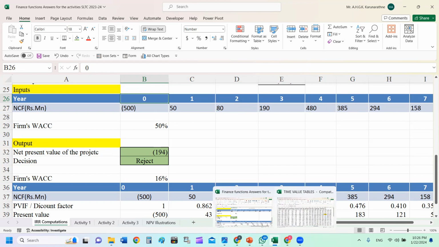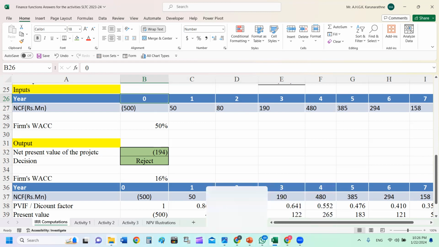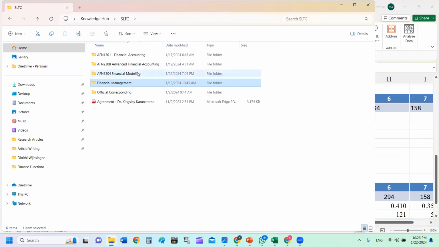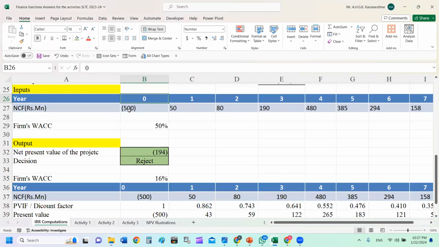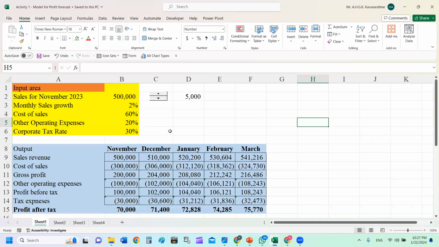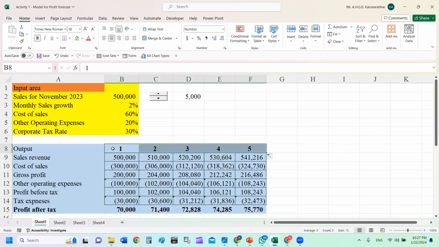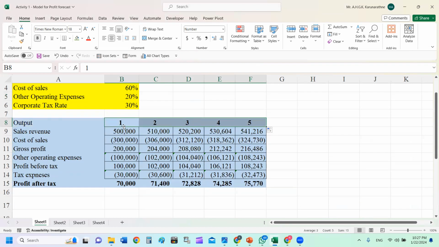Let me show what I wanted to explain here. Financial management, accounting modeling. Can you remember we prepared a profit forecast like this? Instead of November, let's say this is year one, this is year two, this is year three, etc. Forecasted profit for year 1, year 2, year 3, year 4.